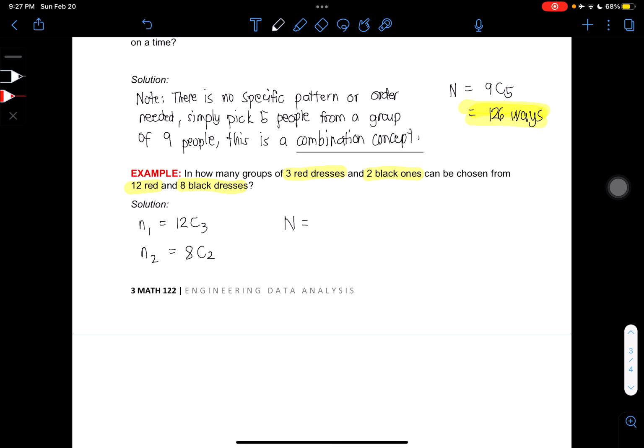So n is equal to, just multiply, 12C3 multiplied by 8C2. So our final answer, using the calculator, we have 6,160 ways for question number 2. So this is our final answer.